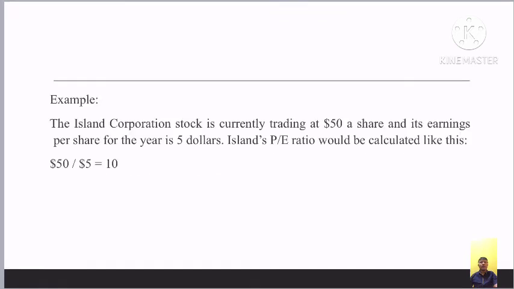For example, the Iceland Corporation's stock is currently trading at $50 per share and its earnings per share for the year is $5. Iceland's ratio would be calculated like this: $50 divided by $5 equals 10.